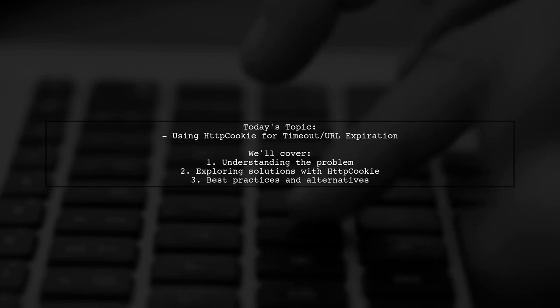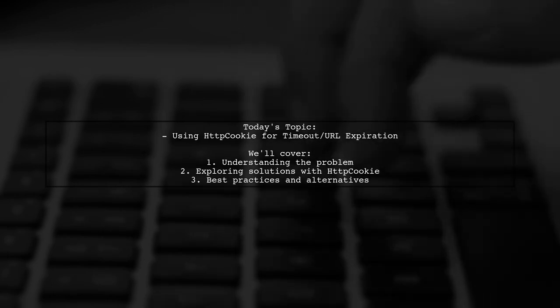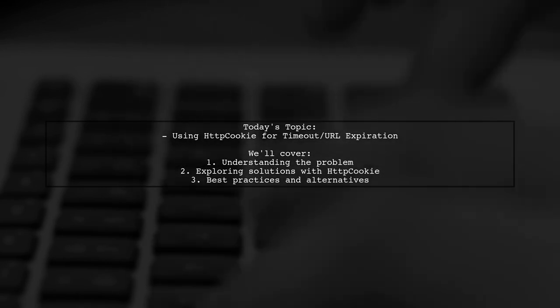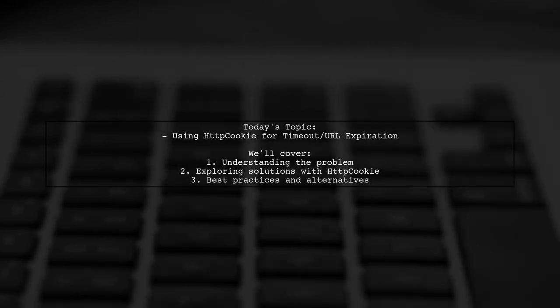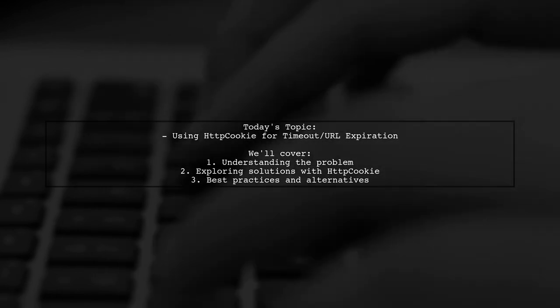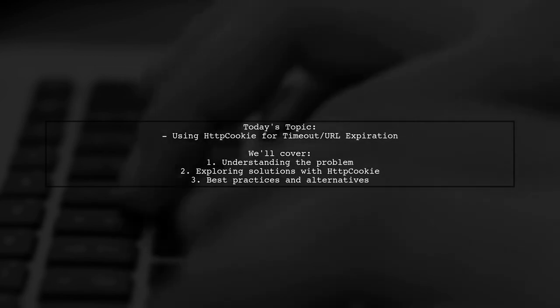Our viewer is working on a hybrid MVC5 and AngularJS application, where anonymous users can request pricing for services by answering a series of questions. However, there's a catch. Users can bookmark their unique URI and return days later to continue, which is not the desired behavior. So, how can we prevent this? Let's explore the options, focusing on using HttpCookie for timeout and URL expiration.